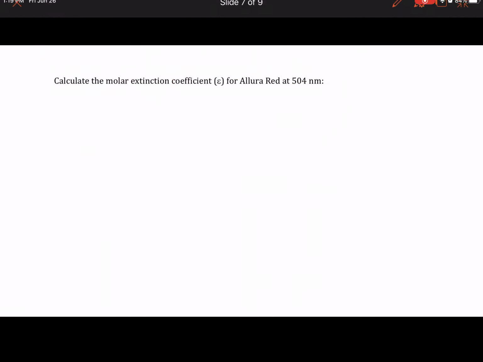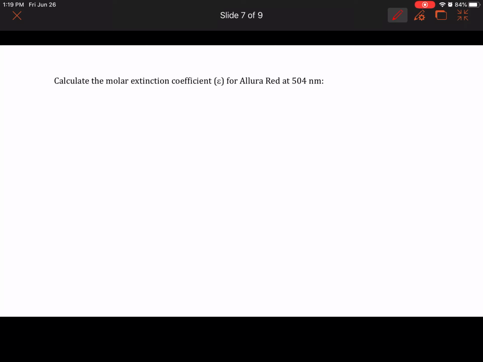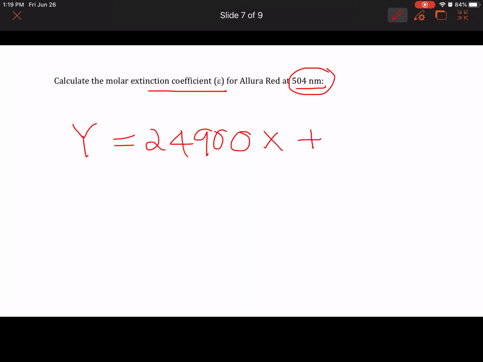Now the next is calculate the molar extinction coefficient for Allura red at 504 nanometers. So here 504 nanometers means the wavelength of the calibration wavelength where the Allura red absorbs the most. So you have nothing to do with this one for your calculations. So we're going to calculate the molar extinction coefficient epsilon from the graph. So for that you need the equation from the graph. For example, what I got is 24,900. You guys also do your own calibration curve and see what number you're going to get. 0.0228.